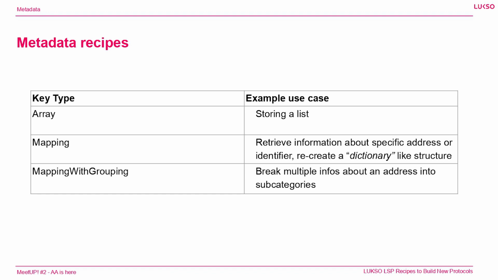So each key type is good for a different purpose. An array for the list. A mapping is for retrieving specific information for a specific address. And mapping with grouping is useful for subcategories.